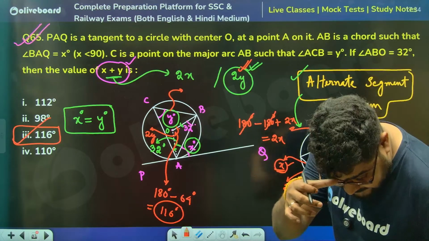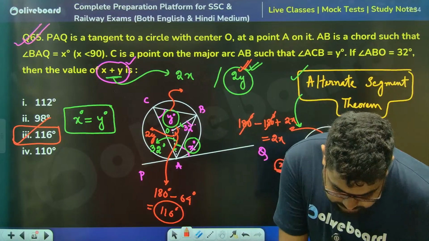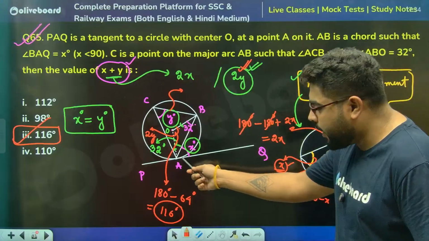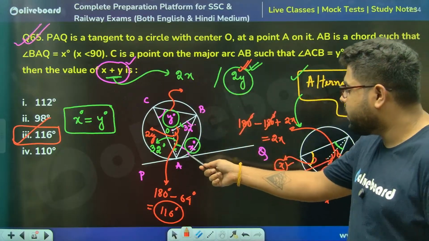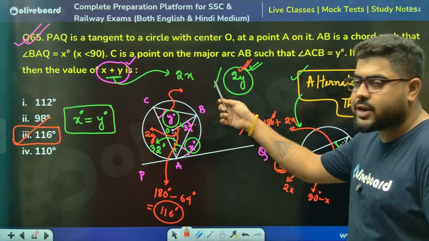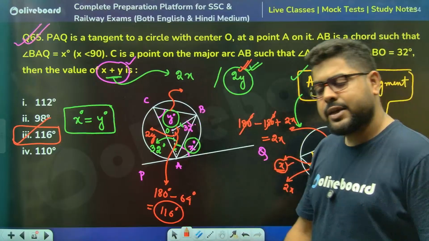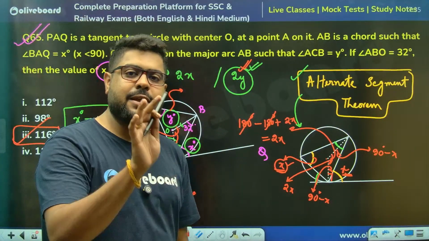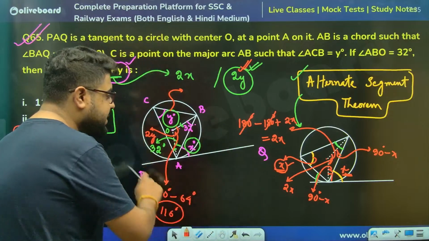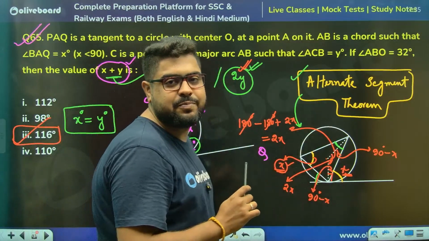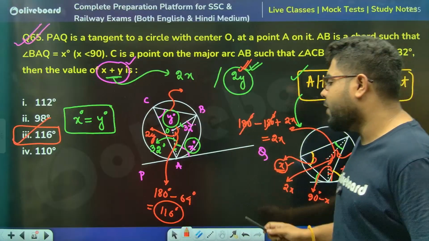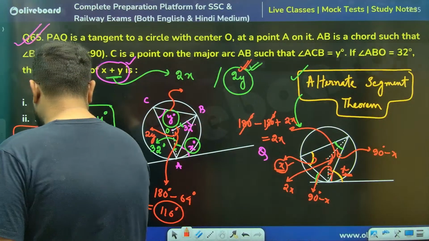Clear? Perfect. Sir, where should I use this? When there is a chord? Yes, absolutely. From the point of contact, when there is a chord, or like two chords actually, that is when you use the alternate segment theorem. The easiest or best way to remember this is to remember this diagram, especially this diagram. If you can remember this diagram, wherever another variant of the alternate segment theorem is asked, you will manage.